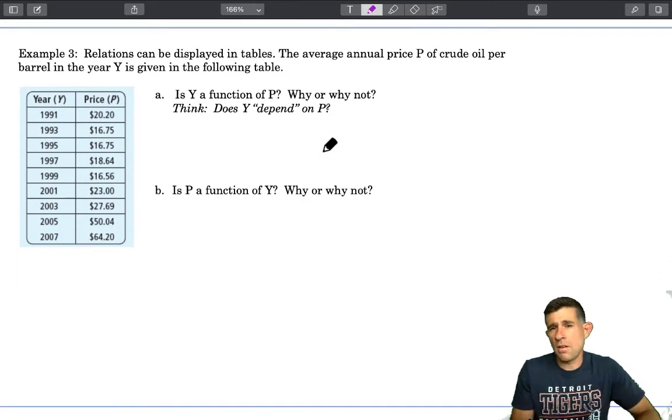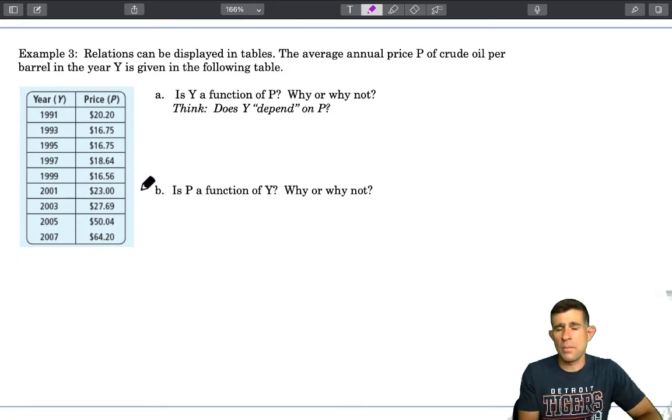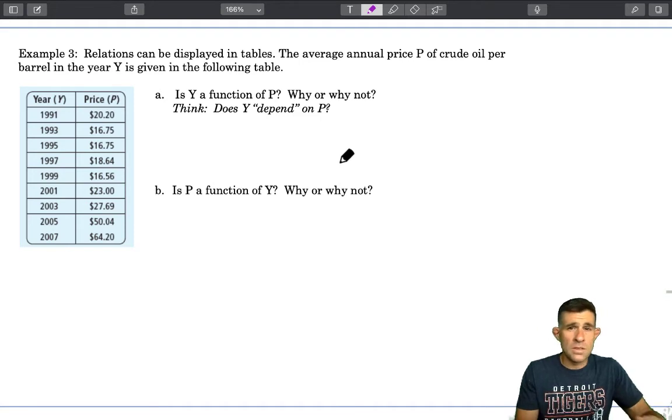So relations can also be displayed in table formats. This is just an ordered pair. So there's an ordered pair, 1991, $20.20, or 1993, $16.75. Here we're going to get a little bit of practice using the language of dependent and independent. What depends on the other?